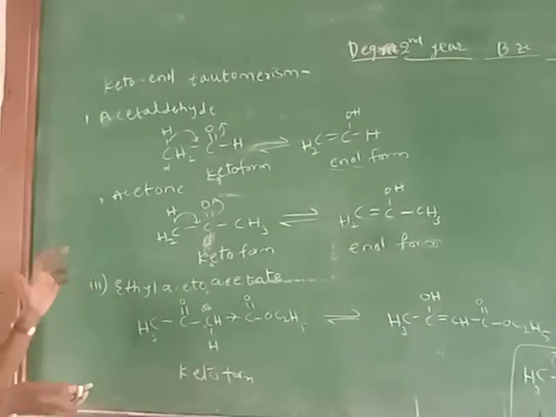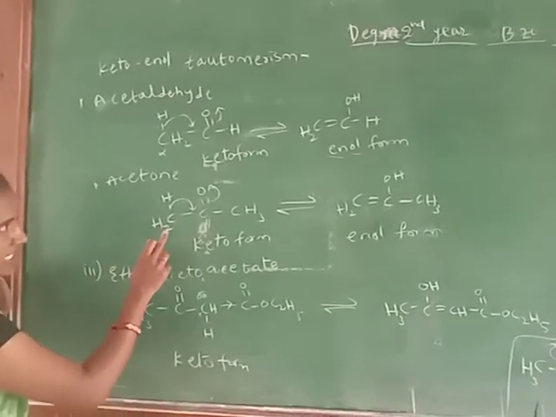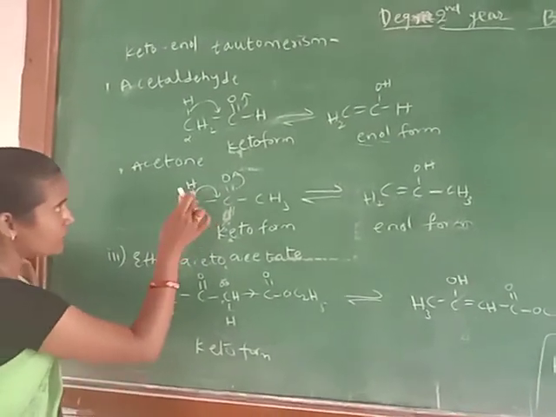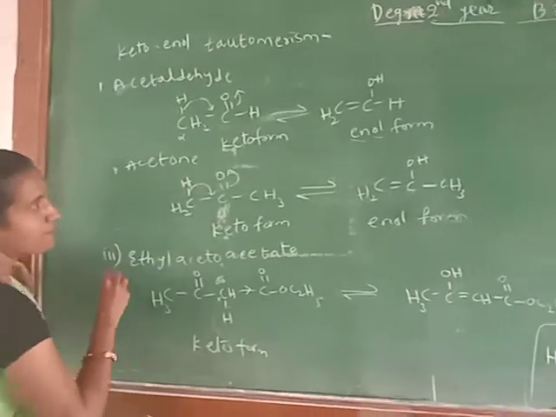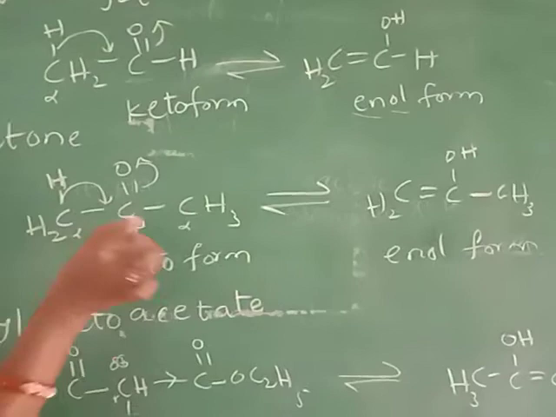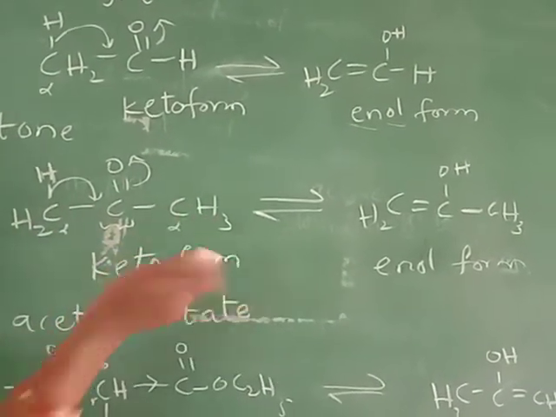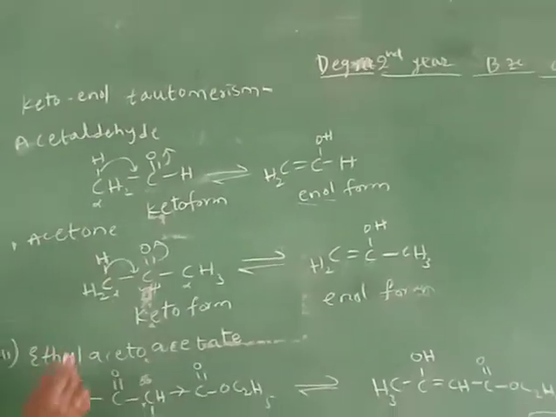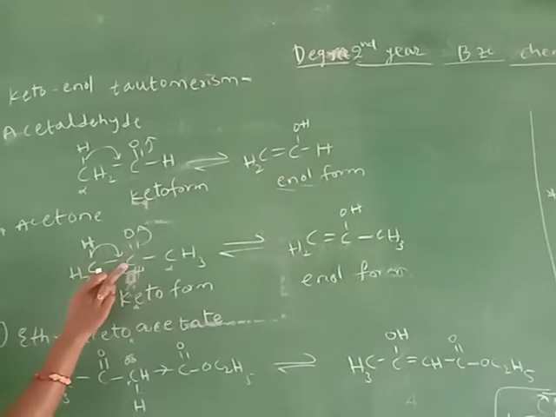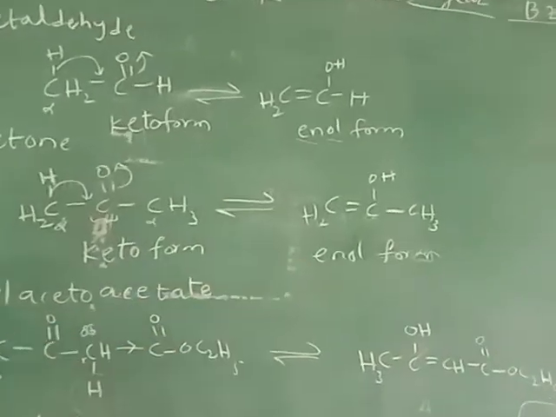Now see the keto-enol tautomerism in acetone. What is the formula of acetone? CH3, C double bond O, CH3. For our convenience, we write CH2 and write the hydrogen separately. This is the alpha hydrogen, and this is also an alpha carbon. You can take either the left side or the right side alpha carbon. Now I am taking the left side alpha carbon. One of the alpha hydrogens shifts towards the carbonyl oxygen, and the pi electrons shift towards oxygen. Now we are getting the enol form.